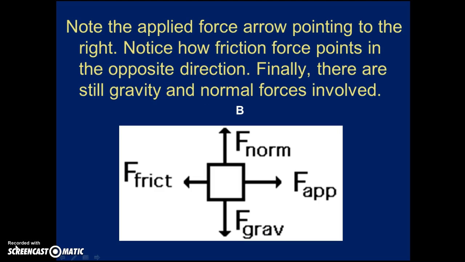Notice we have all 4 forces acting on this. We have a gravitational force pulling down and a normal force of the table pushing back up to keep it on the desk. We have an applied force going to the right and a frictional force pushing back. Notice the applied force is larger than the frictional force, which means the book is actually moving.